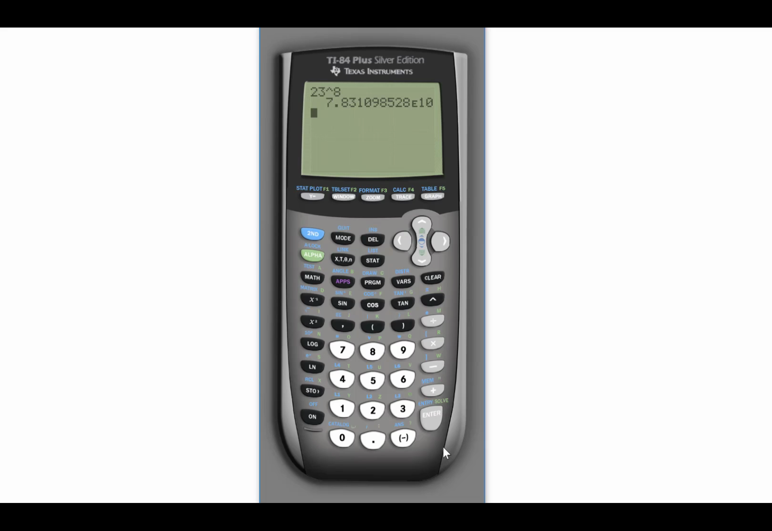Good. So sometimes an answer will be so large or so small that there's either a lot of leading zeros or a lot of trailing zeros, and it just can't list all of those values. So here it's giving me scientific notation. 7.831, this e represents times 10, and then the 10 after that is an exponent. So this would be 7.83 times 10 to the 10th power. So this is a very large number. So sometimes the calculator will switch and give you scientific notation in place of a standard notation.